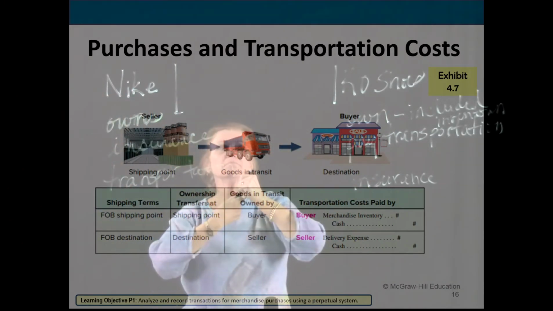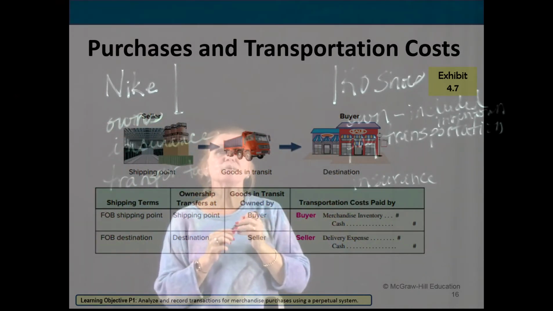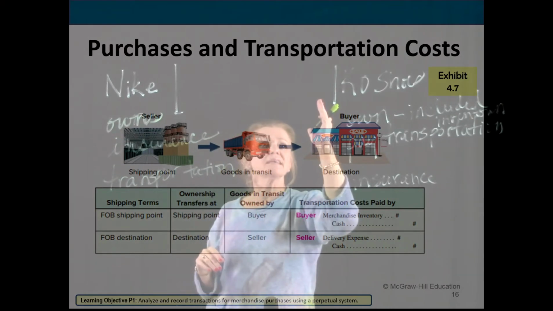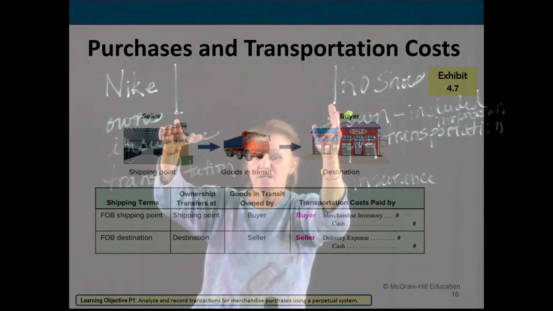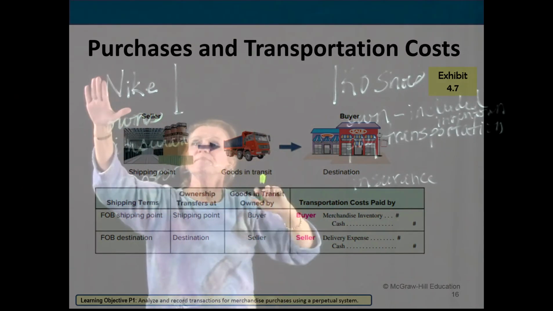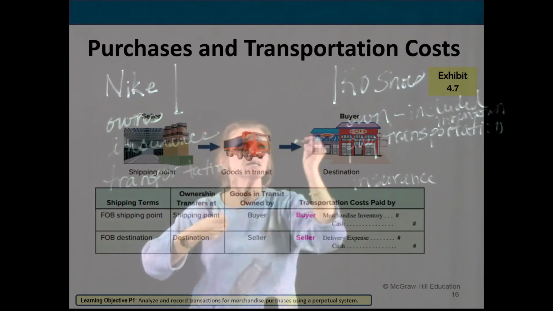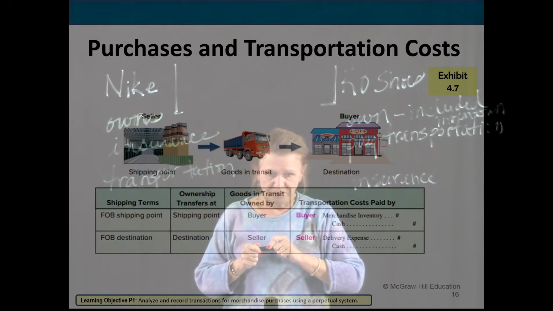Shipping point means that, let's reverse that. FOB shipping point means that the buyer owns it from the moment it leaves the seller's dock. FOB destination means that the seller owns it until it reaches the buyer's dock.